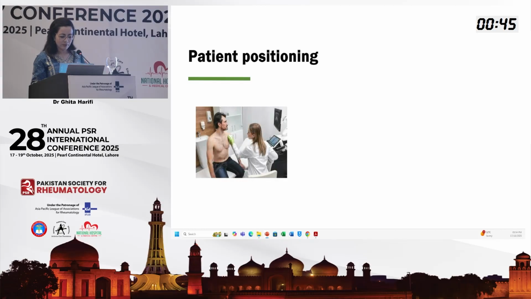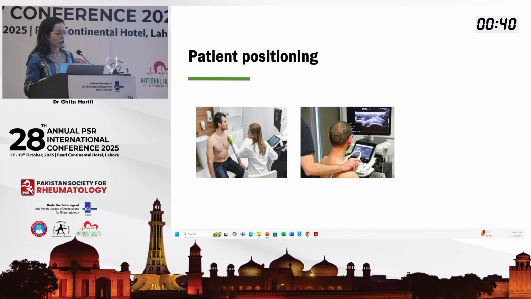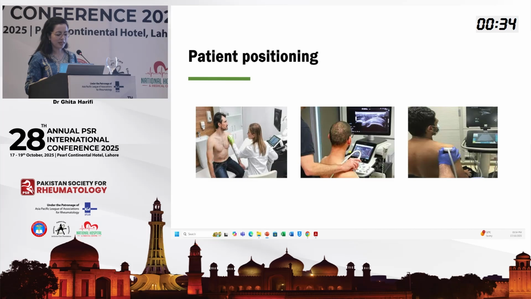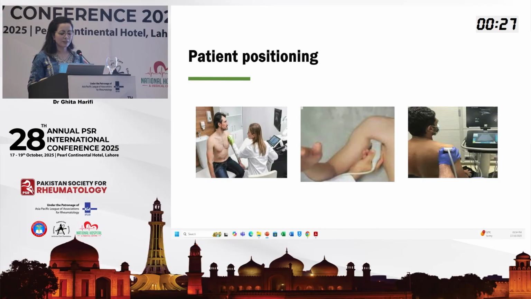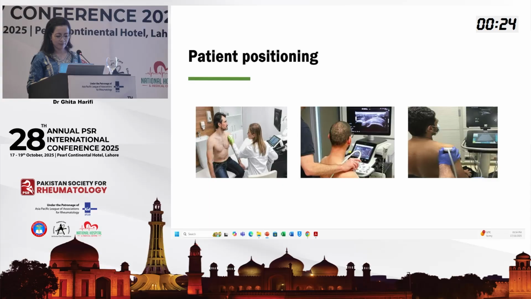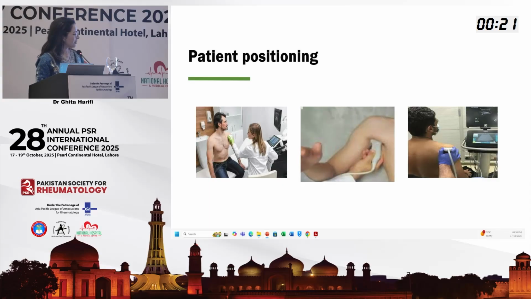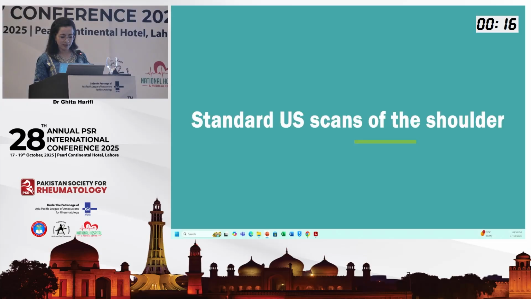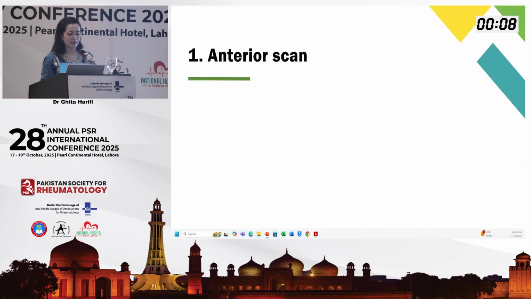Now, like I said, for the patient positioning, you have to be able to scan anteriorly. You have to move and come on the top to scan the superior aspect, and you have to be able to move laterally. The only axis where we will need the patient to be lying down is probably the axillary axis, where the patient is lying down and you can access the axillary area. Now, let's move to the standard ultrasound scans of the shoulder, and we'll start with the anterior scan.